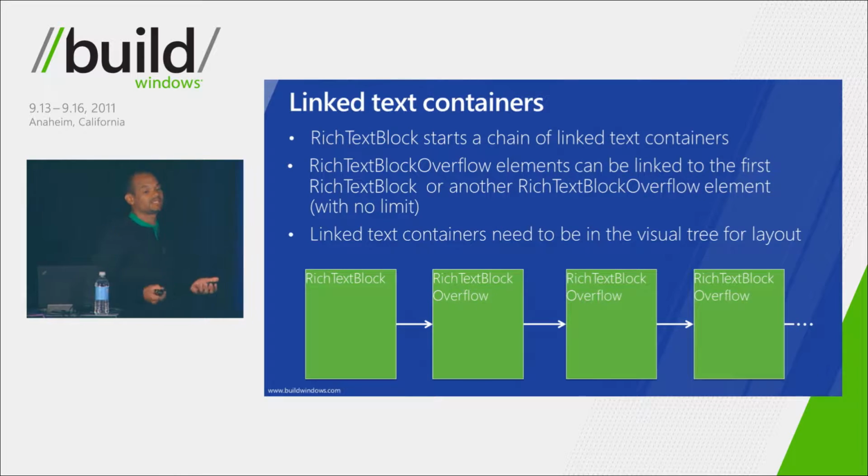Additionally, rich text blocks and rich text block overflow elements are like any other XAML element. They need to be in the visual tree to go through layout. And if they don't go through layout, they won't measure their text, and text won't flow from one element to another. So just keep that in the back of your minds when you're creating chains of linked text containers.